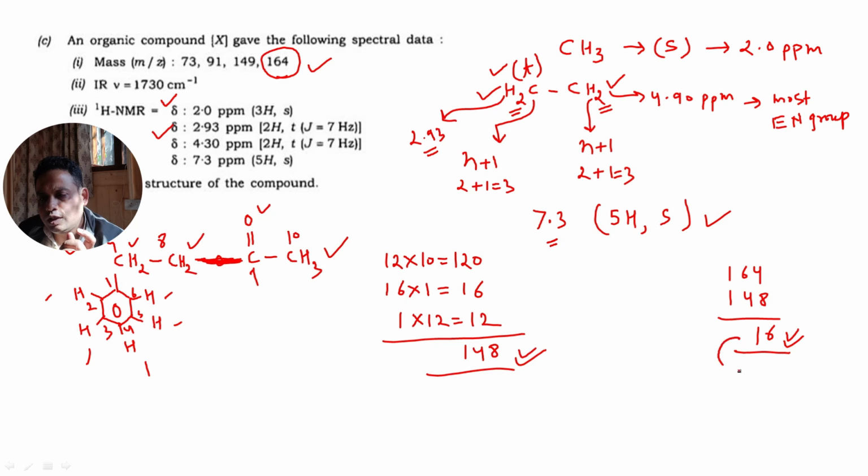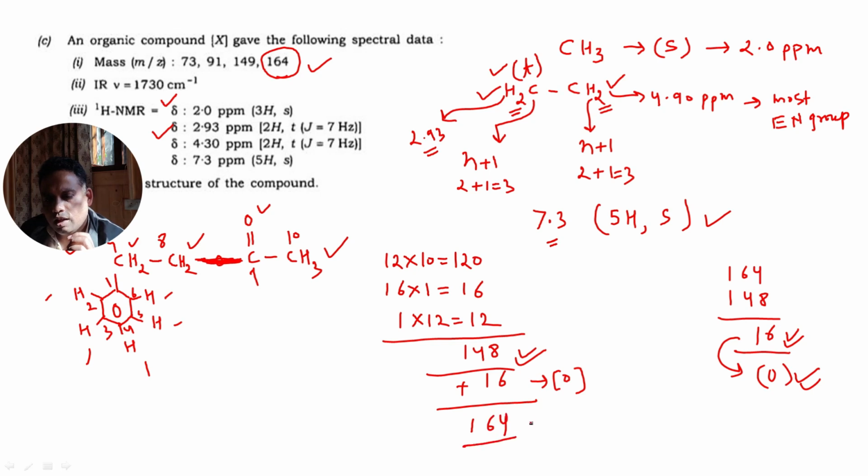And what does this 16 correspond to in mass spectrometry? It is your oxygen actually. So you can write 16, and this 16 corresponds to the oxygen. If you add these two, it will give you 164. That means you need to add one oxygen to this particular formula. So I am adding my oxygen here. If I add one oxygen here, then I can write the structure correctly again.